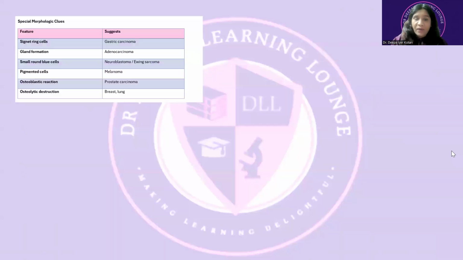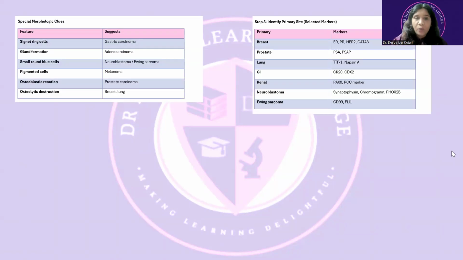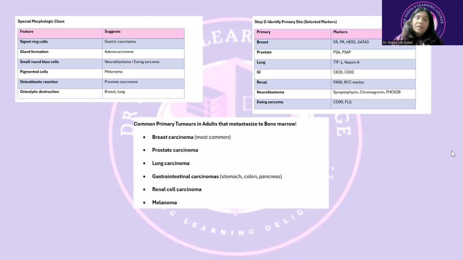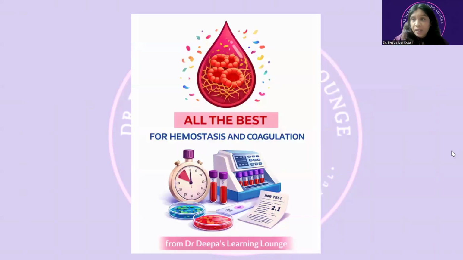Also, you will have high yield tables which will help you do the differential diagnosis, including the markers. For example, the classic morphology in case of a metastatic lesion, which will help you understand what the likely metastasis could be, or the important markers in case of a metastatic lesion of the bone marrow, and what markers you have to run. Similarly, you will have many such tables, so it will be very easy to diagnose any of these on microscopy.